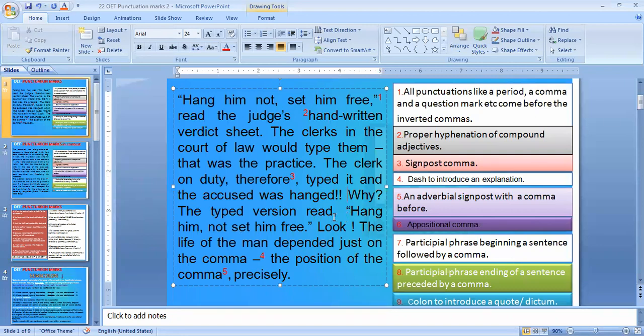Look at the comma here. A comma is used before the opening inverted commas. Then a full stop is used before the closing inverted commas. This is what we already discussed. Look, exclamation mark, which is very rare in OET writing. The life of a man depended just on the comma. Dash: the position of the comma, precisely. So a dash is used for explanations.